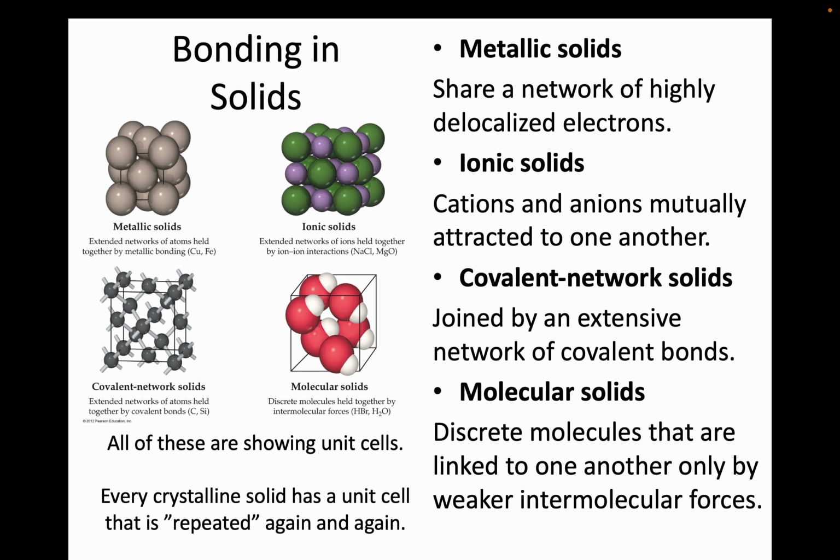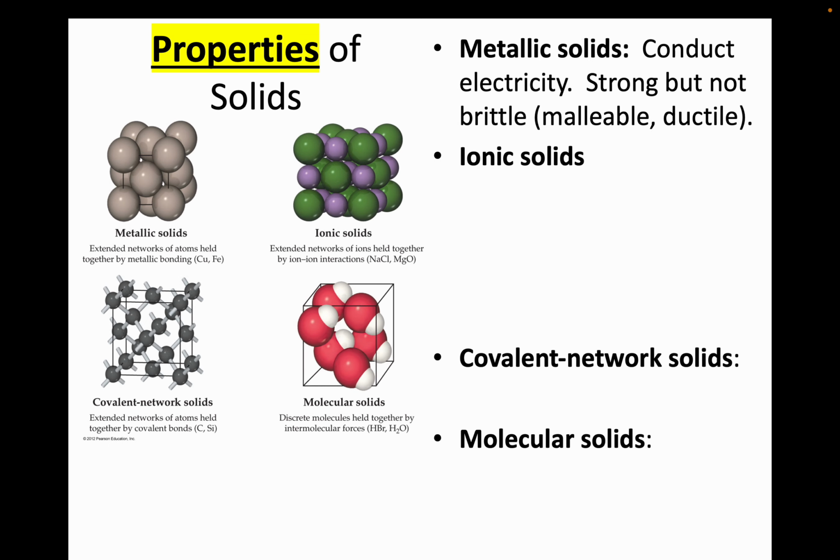Now, we've talked about the bonding already in ionic solids, where we have cations and anions, and molecular solids, where we have discrete molecules and intermolecular forces. We're going to add to that 2 different types of solids: metals that have metallic bonding, and covalent network solids. Both of these are different than our ionic solids and molecular solids, and they also have quite different properties. So let's switch now, and instead of considering the bonding, let's consider their properties.